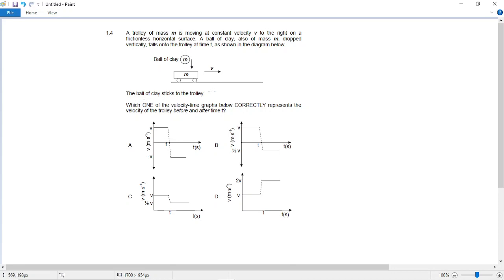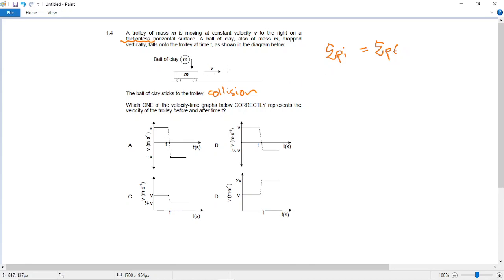So we have here a collision in terms of momentum laws. And they've told you that there's no friction, so we can assume we've got an isolated system. Which one of the velocity time graphs below correctly represents the velocity of the trolley before and after time t? So we know that if momentum is conserved, the sum of my initial momentum is going to be equal to the sum of my final momentum.